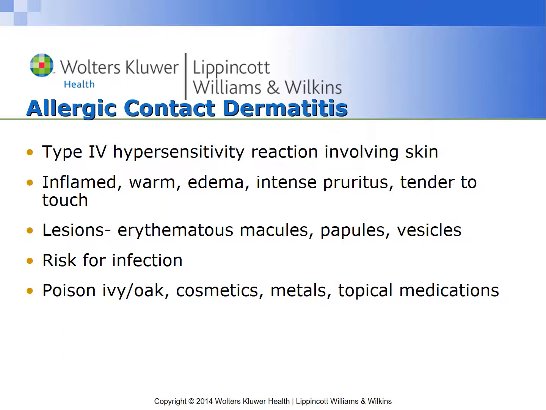Pruritus is itching. And so with that itching, we have a risk for infection because once the skin is broken, and it can be broken easily with the scratching, then we set up the body for infection, okay? Because anything can get in where the skin is broken. So examples of this are poison ivy, cosmetics, metals, topical medications, and I mentioned to you the latex.